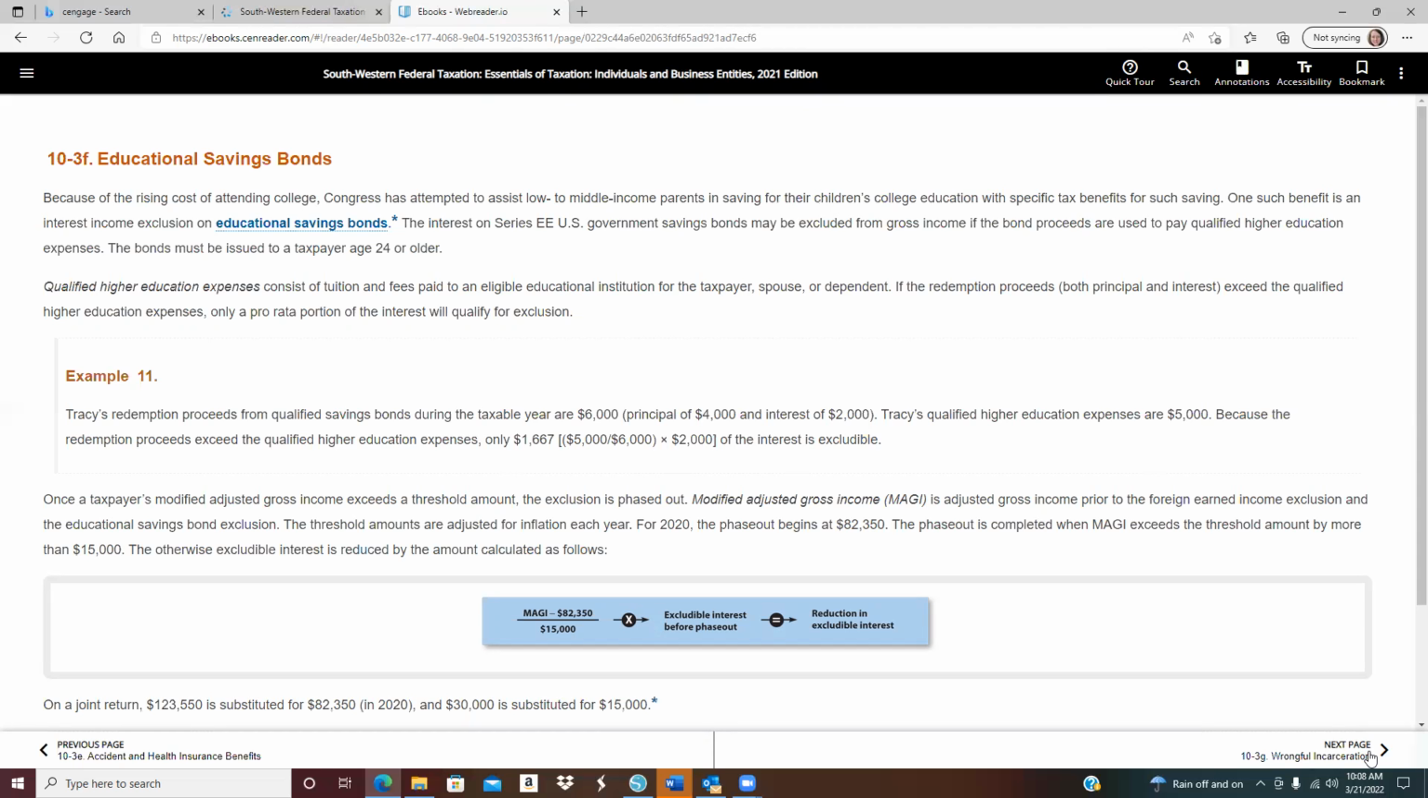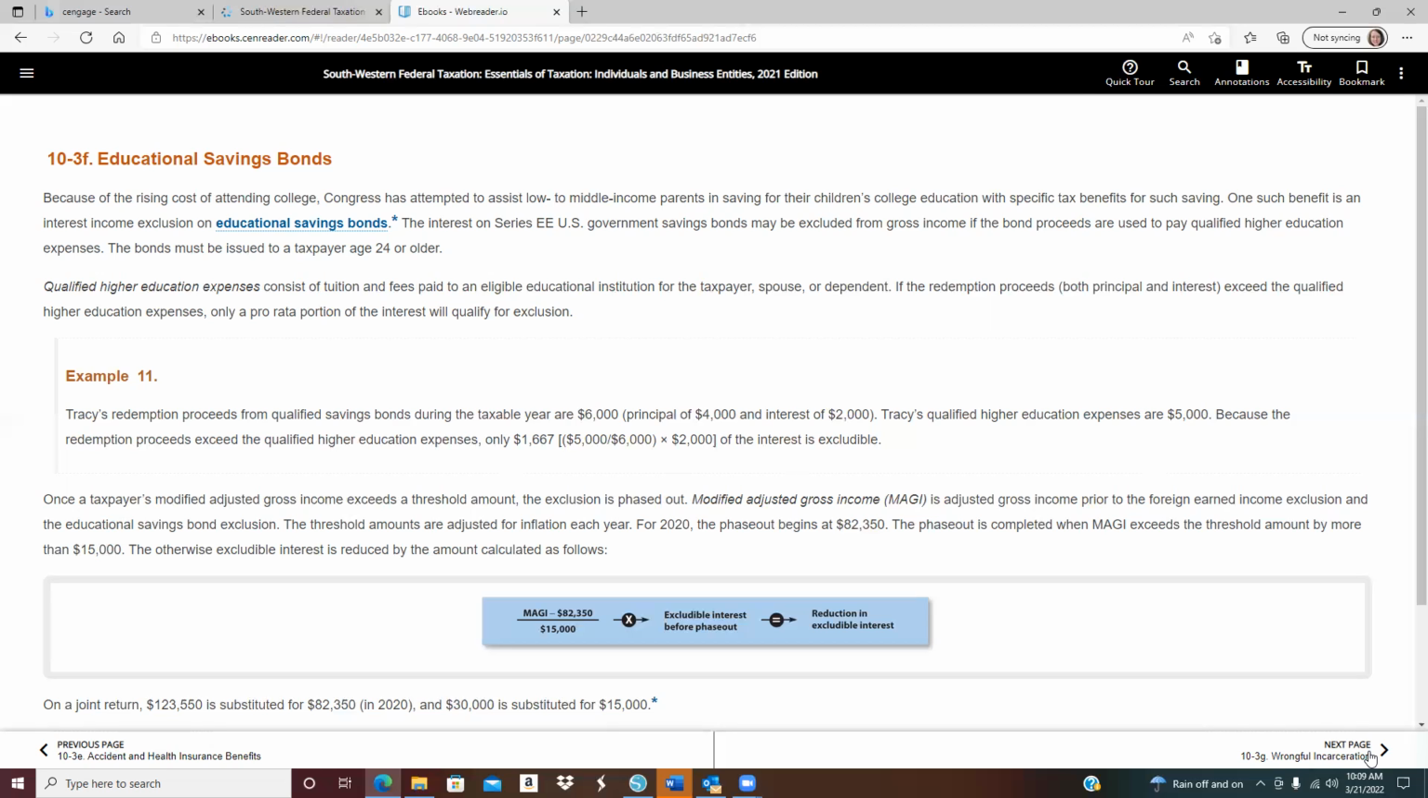So Congress has attempted to assist the low-cost college education with some specific tax benefits. One of those benefits is an interest income exclusion on education. Interest on U.S. government savings bonds may be excluded from gross income if the bond proceeds are used to pay qualified higher education expenses, and the taxpayer is over the age of 24. Qualified higher education expenses consist of tuition and fees paid to an educational institution. If the redemption proceeds exceed the qualified higher education expenses, only a pro rata portion of the interest will qualify for exclusion. So let's look at an example on this one.